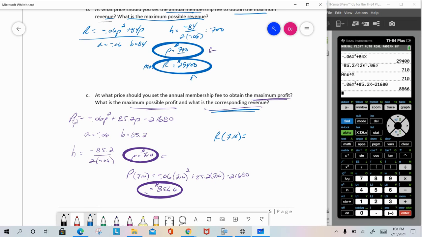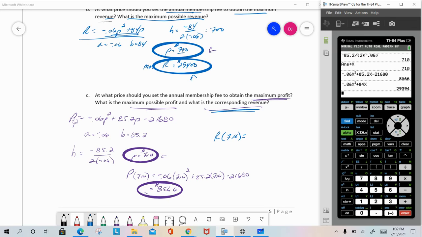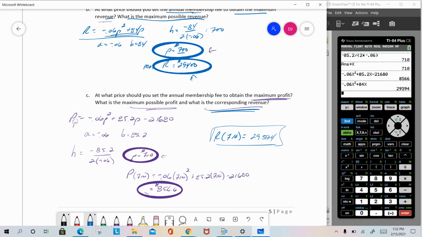I'm looking at a price of 710 now, so I'm going to use this function again. Now my X value is still 710, right? So my revenue was negative 0.06x squared plus 84x, or negative 0.06p squared plus 84p. But now that x is 710, that revenue is 29,394, $6 less. Okay, so there's some fun with the quadratics. There's an application of quadratics. Okay.